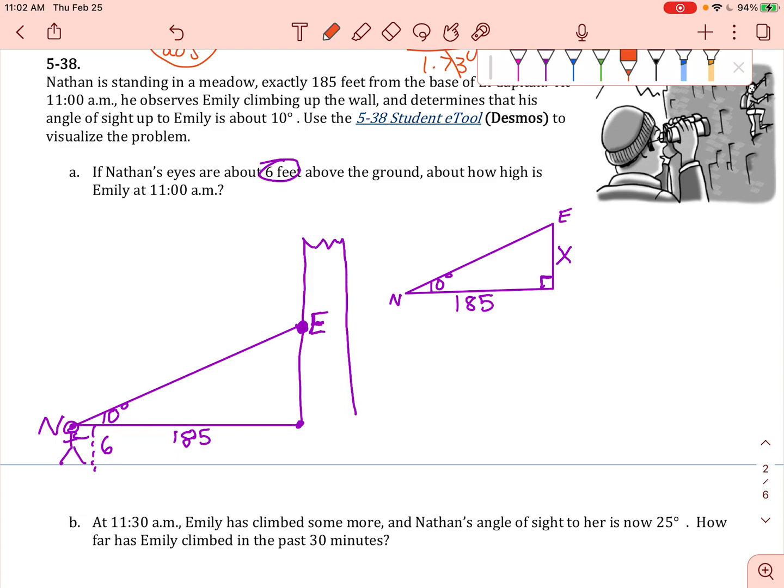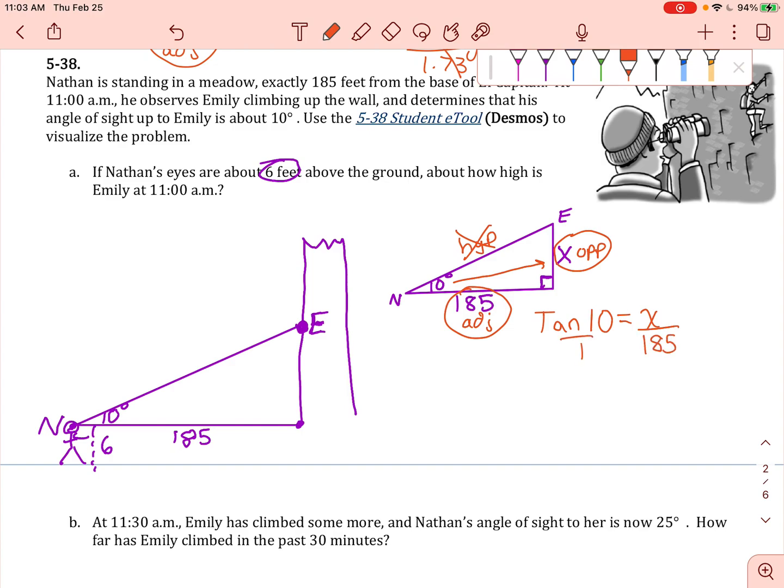Again, we're going to start by labeling our sides. So here's my opposite side. I have my hypotenuse, which we're not using today, and then we're working with our adjacent side. So opposite and adjacent is tangent. Whenever we see opposite and adjacent, the two sides that we're working with, that means we're working with tangent. So let's set up our equation. So the tangent of the angle, which is 10 degrees, is equal to the opposite side over the adjacent side.